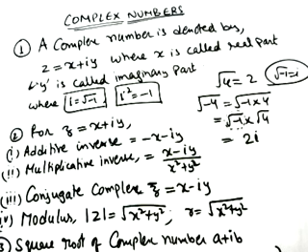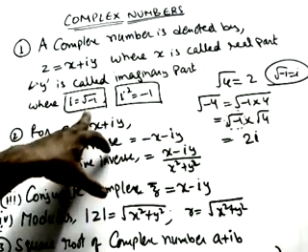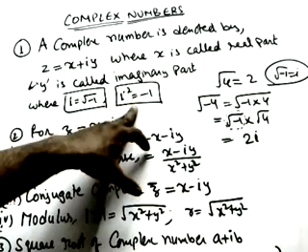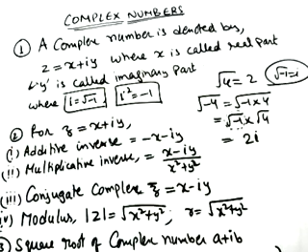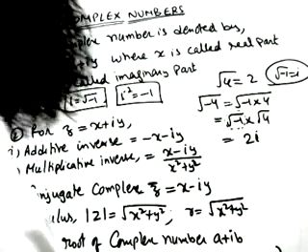So negative roots are not defined in real numbers, but negative roots are defined in complex numbers. So what is the meaning of i? i is nothing but under root of minus 1, or generally we use i square as minus 1.